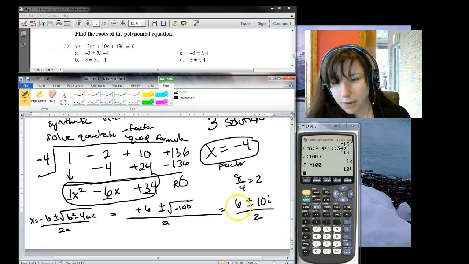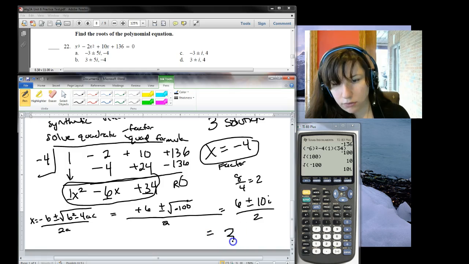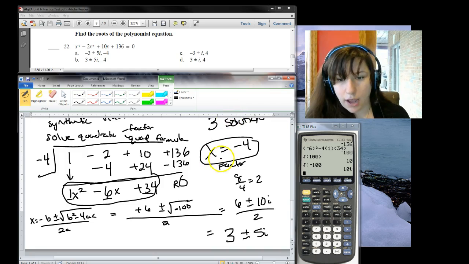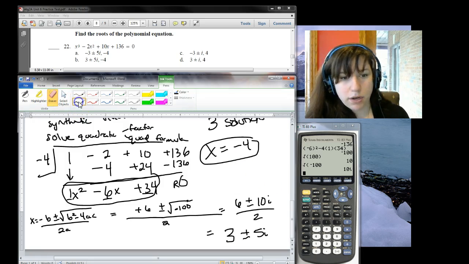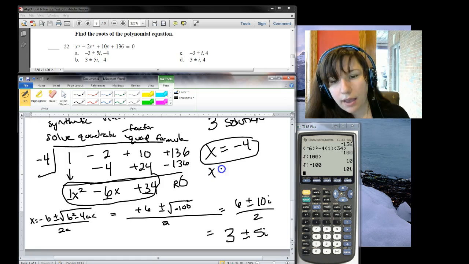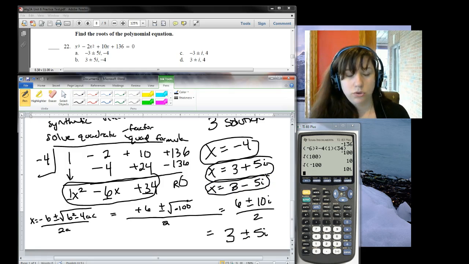And this is all divided by 2. 6 and 10 can both divide by 2. 6 divided by 2 is 3. 10 divided by 2 is 5. So that means my answers are x equals -4. My other one is going to be at x equals 3 plus 5i. And then the third solution is 3 minus 5i. So I'm going with B as my answer here.